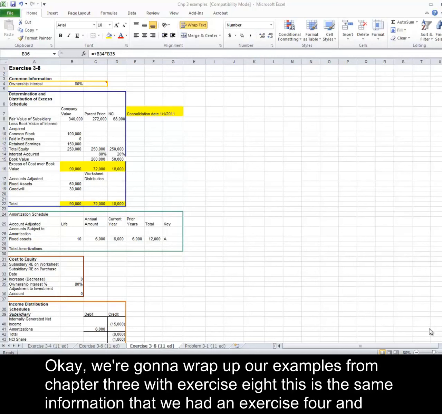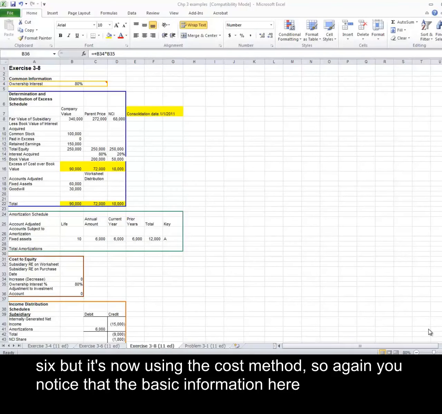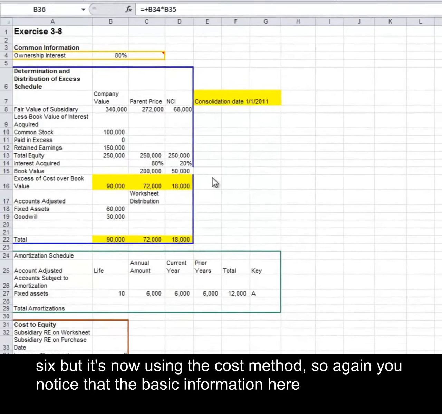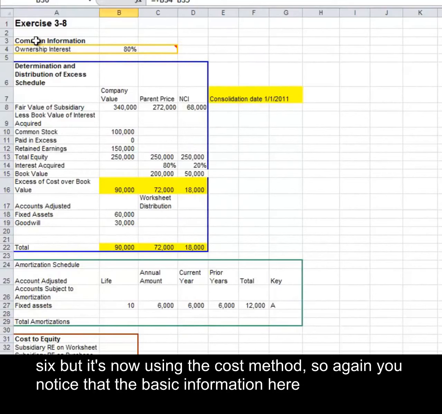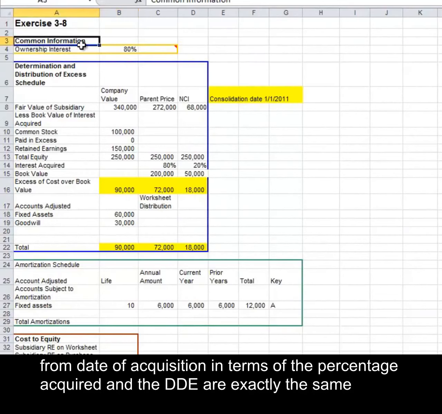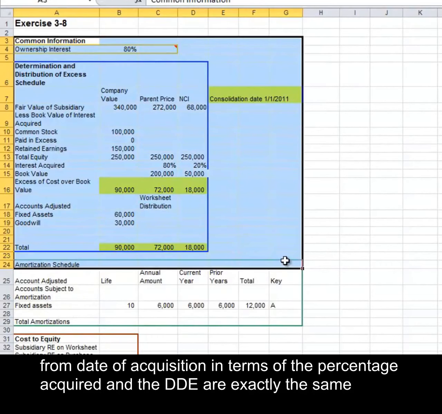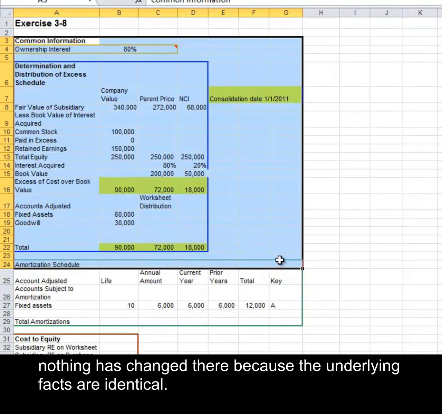Okay, we're going to wrap up our examples from Chapter 3 with Exercise 8. This is the same information that we had in Exercise 4 and 6, but it's now using the cost method. So again, you'll notice that the basic information here from date of acquisition in terms of the percentage acquired and the DDE are exactly the same. Nothing has changed there because the underlying facts are identical.